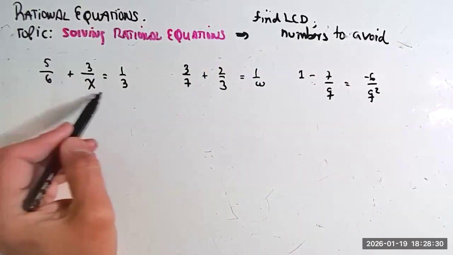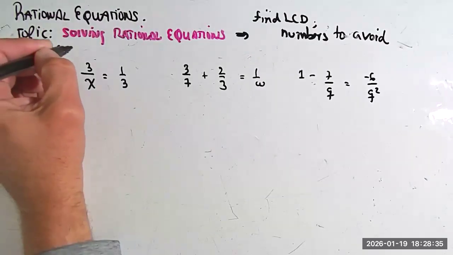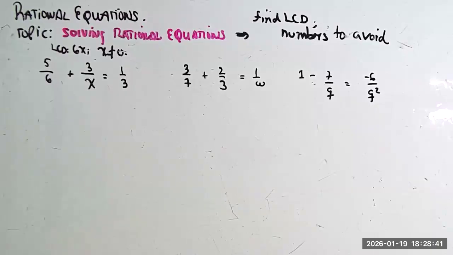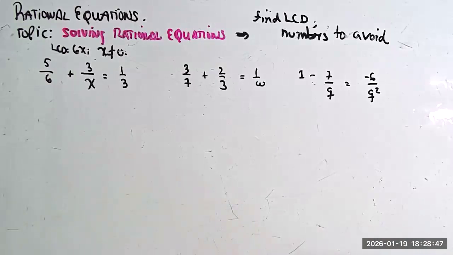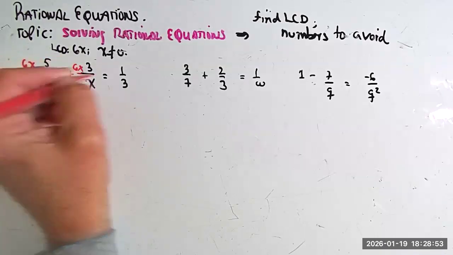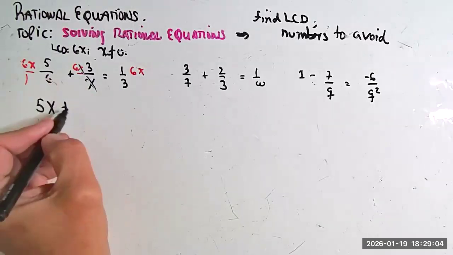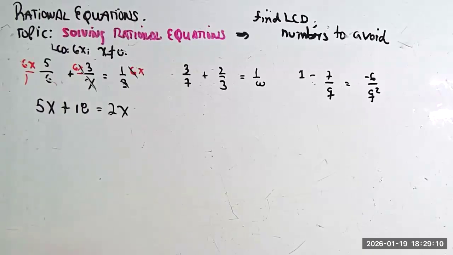Also, the LCD will be 6x. LCD is of course 6x, and x cannot be 0. Okay, so just as before, we multiply every term by the LCD so we can get rid of the fractions. So multiply by 6x over 1. Of course, here 6 over 6 is 1, so we have 5 times x, 5x, plus x over x is 1, 6 times 3 is 18 equals 6 divided by 3 will be 2 times x, 2x.